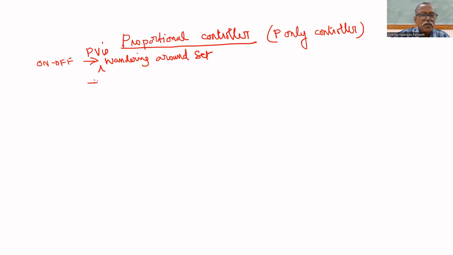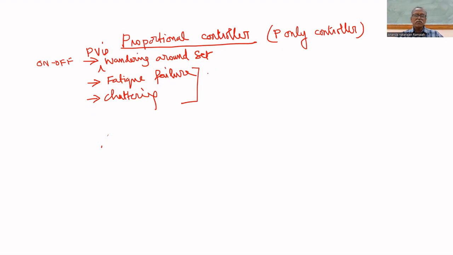Second problem is it has fatigue failure. Fatigue failure may happen because of frequent on-off. To reduce this fatigue failure, we introduced a bandwidth. The third problem with the on-off controller is chattering. These three problems were there in the on-off controller. We cannot avoid them, but we can reduce these two by introducing a differential gap.